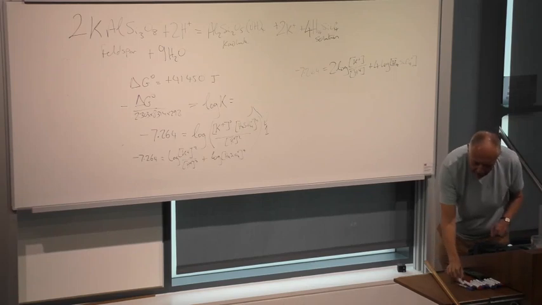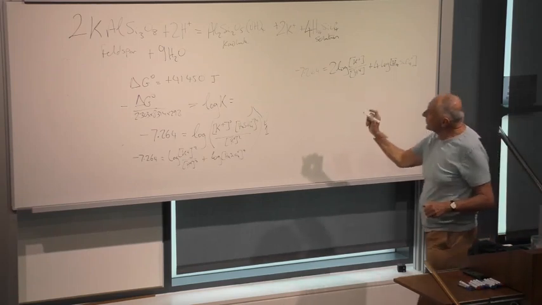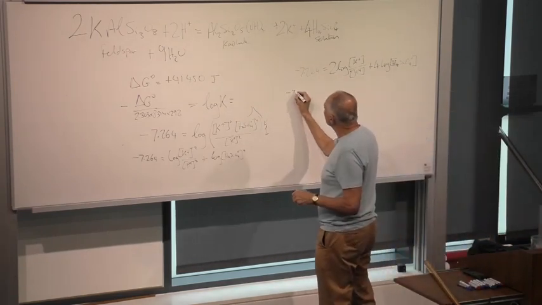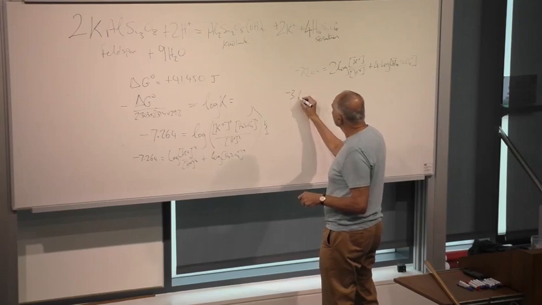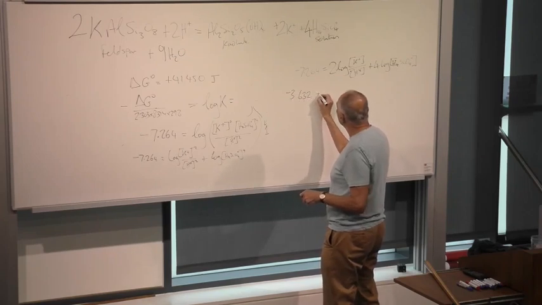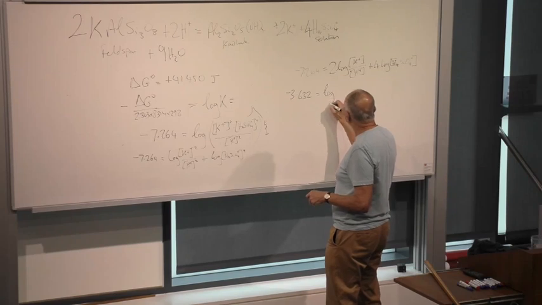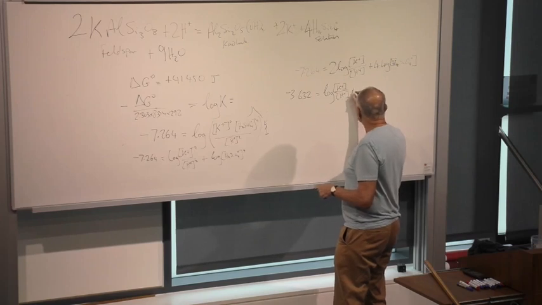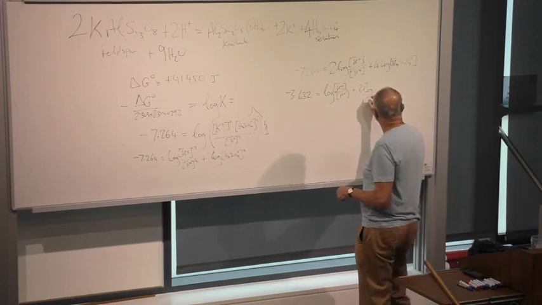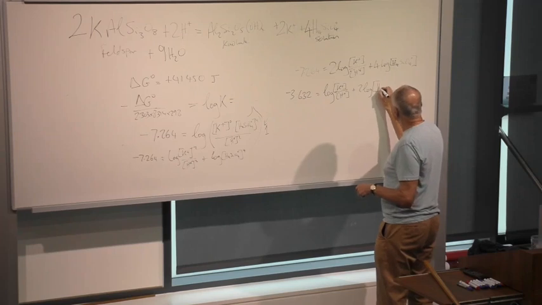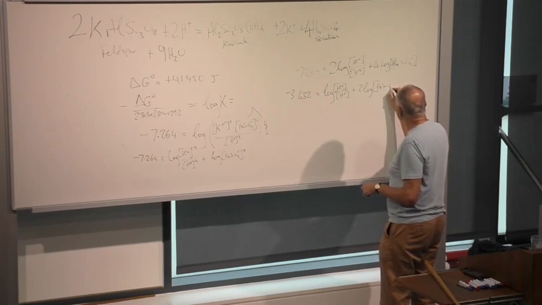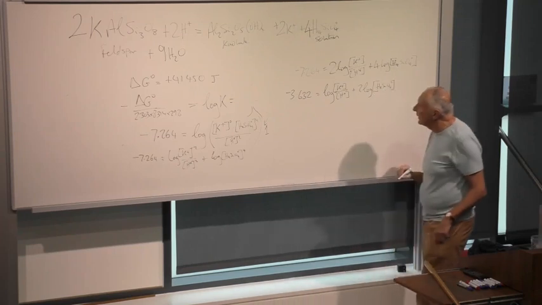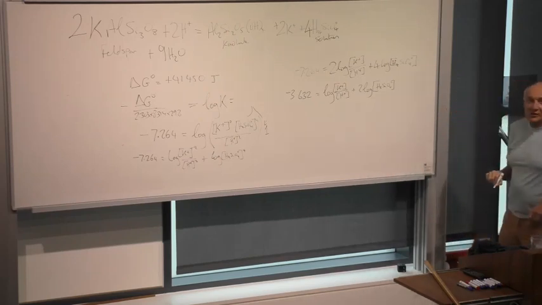This thing isn't really good. So let's divide through by 2. So minus 3.632 equals log K plus over H plus plus 2 log H4SiO4. One equation, 2 unknowns, not terribly easy to solve.